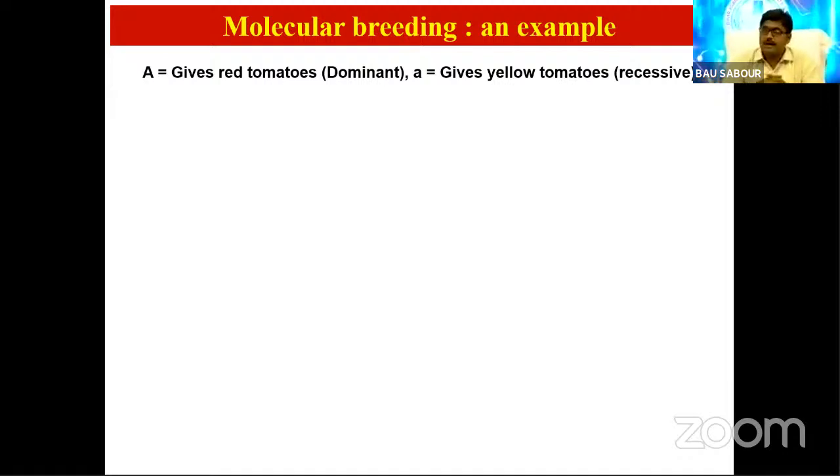Now the line that you have in yellow tomato is not a good yielder. So what we actually do is cross this line with a good yielder, and we want to take the yellowness from our variety and combine both the good traits. If yellowness is my desirable trait, then I want to have yellow tomatoes with good yield.